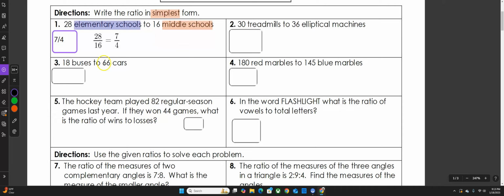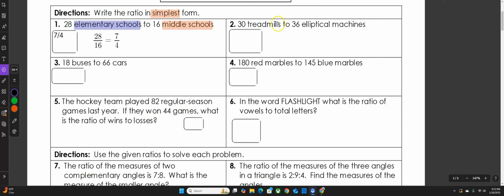Now let's say you were struggling to simplify this ratio of 28 over 16. Again, you can use Desmos. Go 28 divided by 16. And then click this button right here. It says convert to fraction, and it will give you the simplified version automatically.